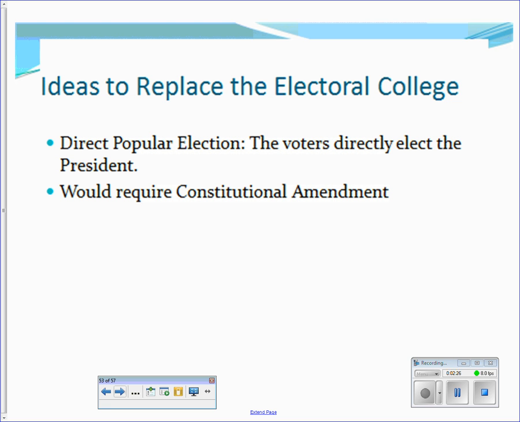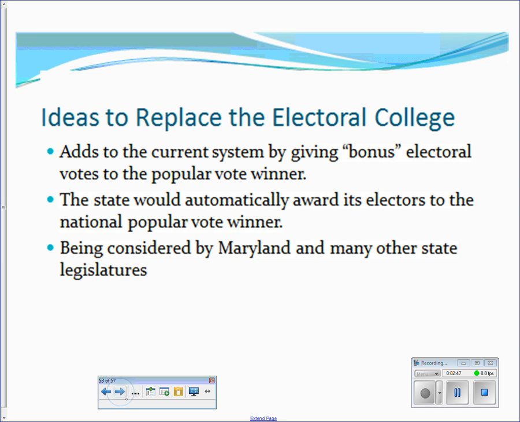Another one is direct popular election. You add up the popular vote, whoever wins is the president. This would require a constitutional amendment because right now the Constitution mentions electors and being chosen by the state. Can't get around that. So if you had a constitutional amendment, you would go to direct popular vote. Likelihood of it passing, slim to none. All right.